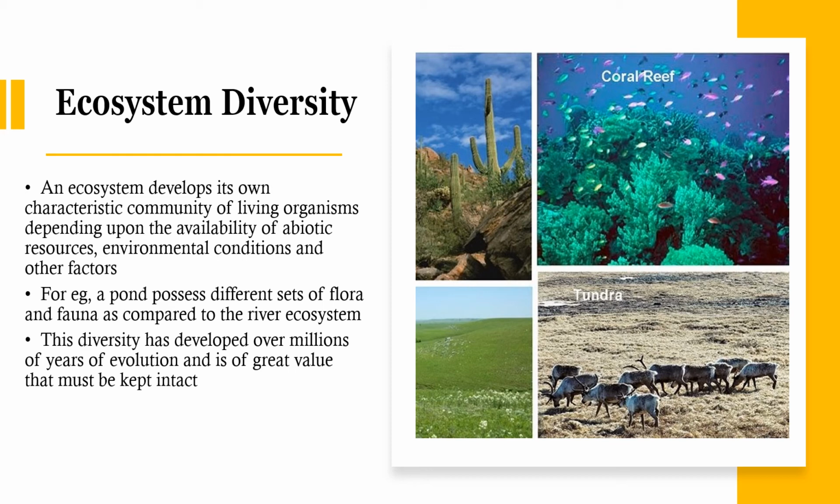Ecosystem diversity is the difference of environmental types in a region. It explains the interaction between living organisms and the physical environment in an ecosystem. Ecosystem diversity is also called community diversity.